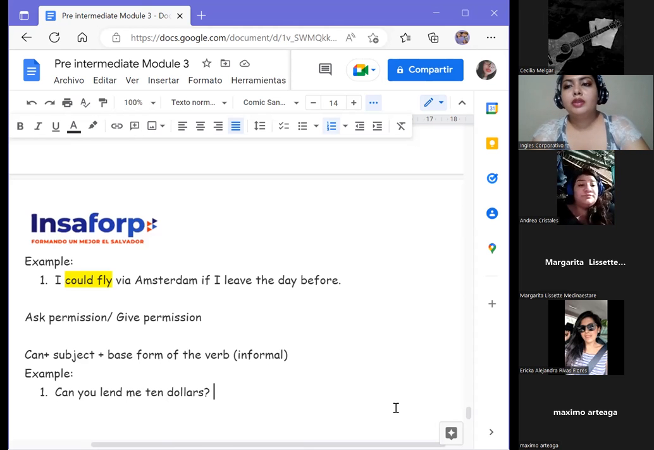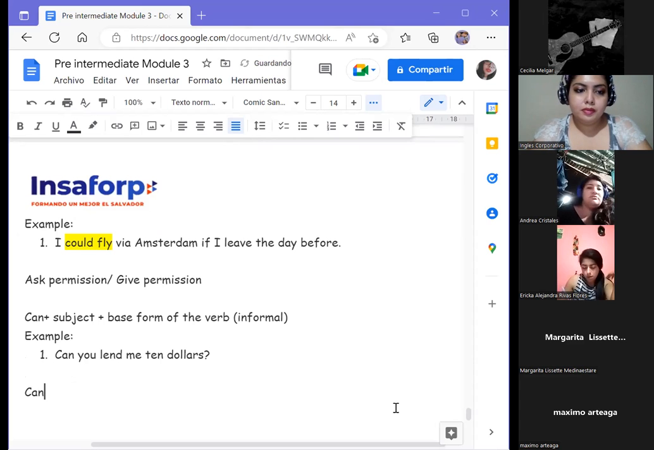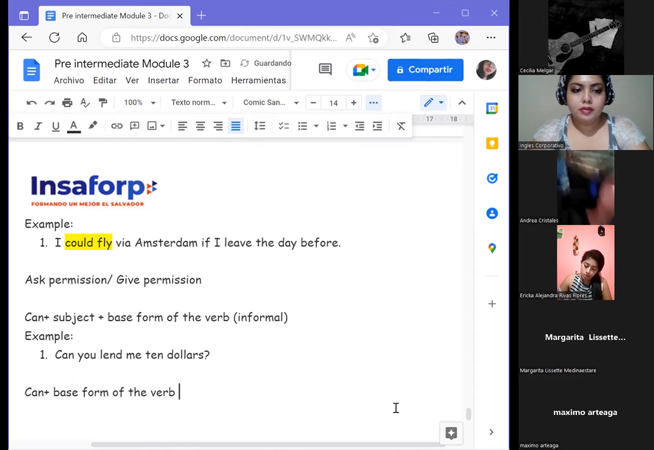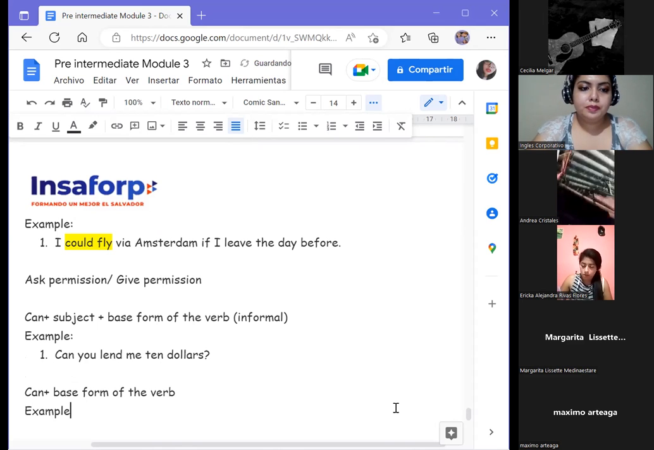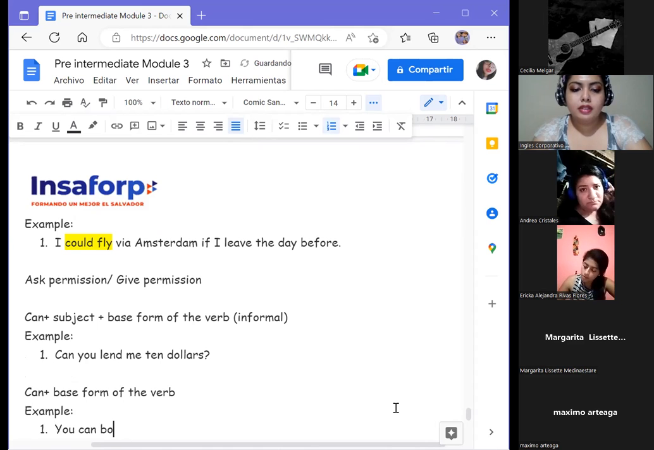It's for someone that we know, for a friend, for a family. In that case, we are not going to use with people that we don't know. Then, we have can plus base form of the verb that again is very informal. We have the example, and we have number one. You can borrow my car. In this case, it's not like a question.